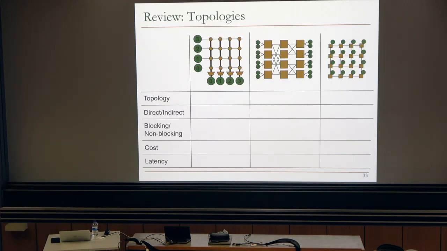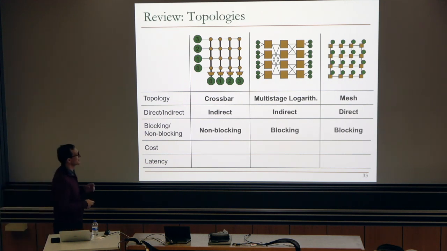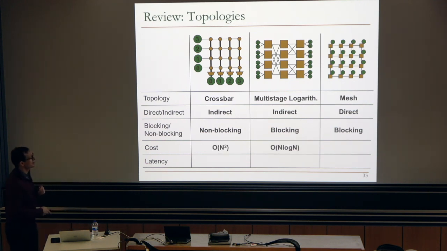So let me review some of the topologies that we looked at. Basically, it's not all, but we have Crossbar, multi-stage logarithmic, and mesh. We're going to look at mesh soon, but we've kind of looked at it. And you can classify these as indirect clearly, and this is direct. Blocking, non-blocking, you can learn about it yourself, but this is non-blocking. This is the only non-blocking one over here. Cost, as you can see over here, is interesting. This is O(N squared), this is O(N log N), and mesh is going to be O(N) actually, which is going to be better in the end.